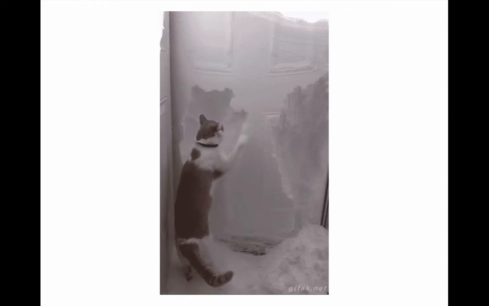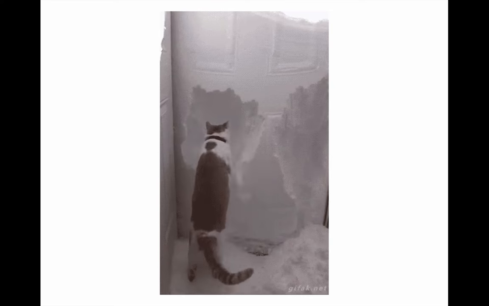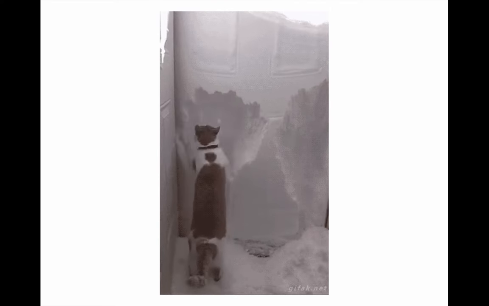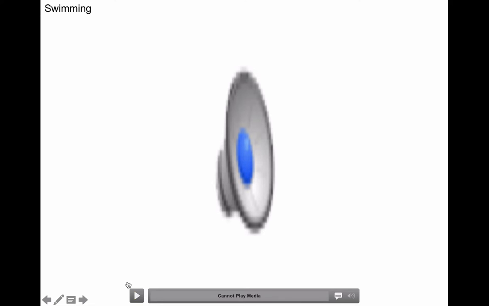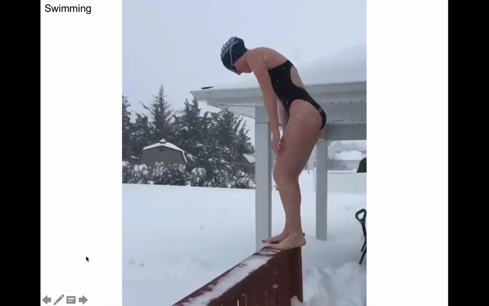I love this animated GIF here of this cat desperately trying to get outside, just scratching away at the snow, these drifts piling up against the doors. Someone did this, which is fantastic, kind of drew the Godzilla eating this car here on the side. Just some great things we got out of this. And I want to show you one last video from this event. I titled it Swimming. This girl didn't get to go to her swim meet, so she decided to swim in the snow.